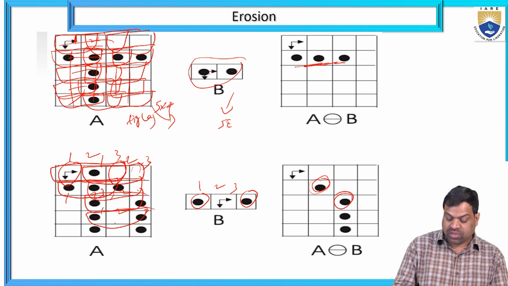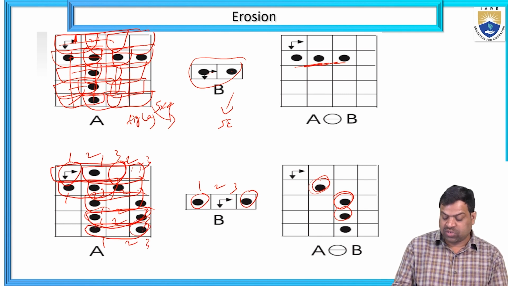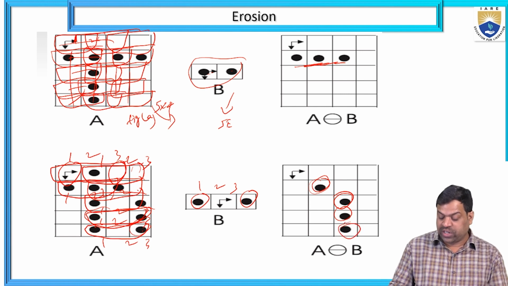Here 1, 2, 3. 1, 3 are mapped. Yes, 1, 3 are mapped. Here I'm keeping the structuring element 1, 2, 3. So 1 and 3 pixels are there. Yes, 1 and 3 are there. So 2 is not there. Is it mapped? Yes, it is mapped. So how many are mapped? You can take this one. So it is the final result of erosion.